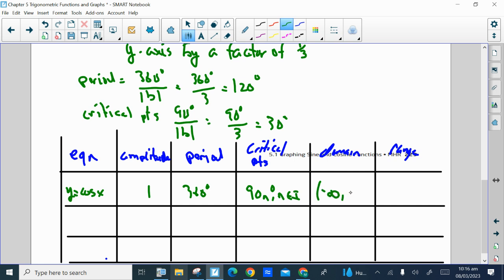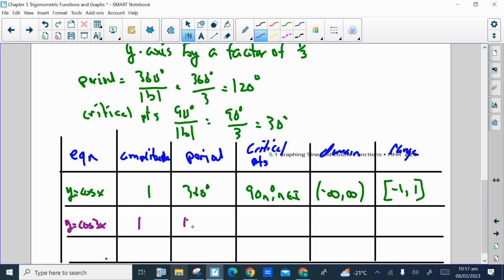There are never restrictions on x for these graphs. They go left and right forever, but the range will change depending on the amplitude. For cosine x, it goes between -1 and +1. Right. Then we did cosine 3x. That doesn't change the amplitude. Remember we said that the amplitude is the absolute value of a, the coefficient in front.